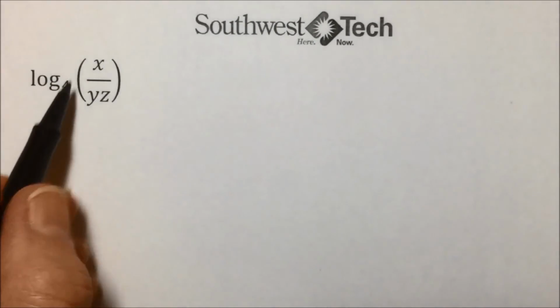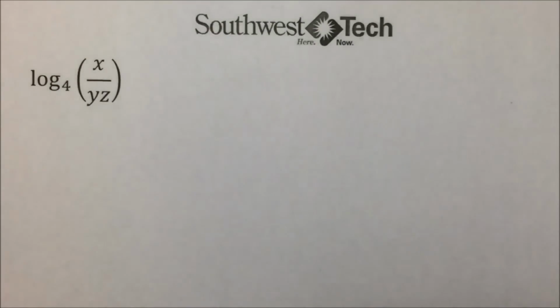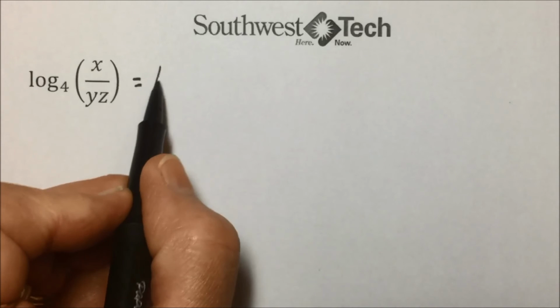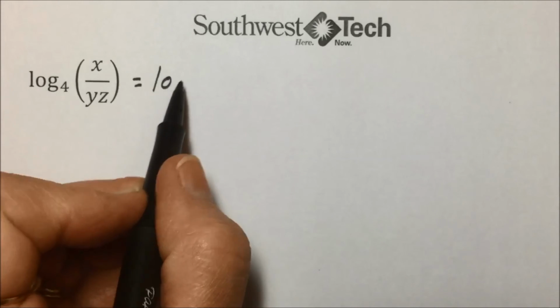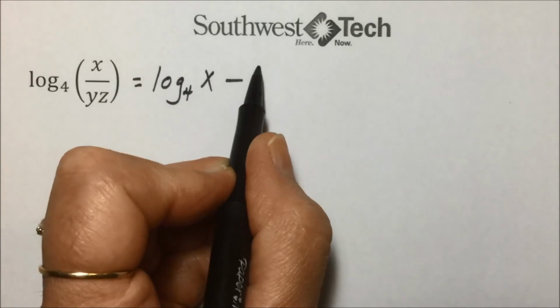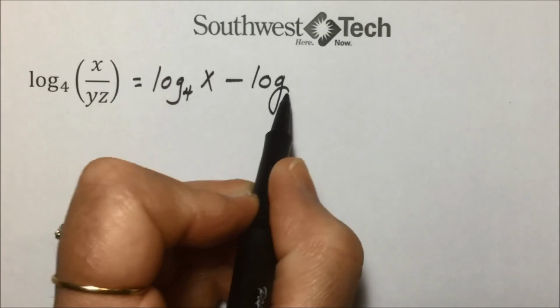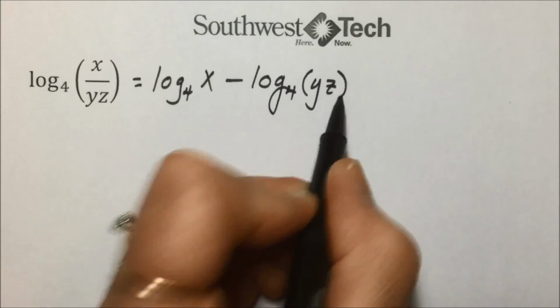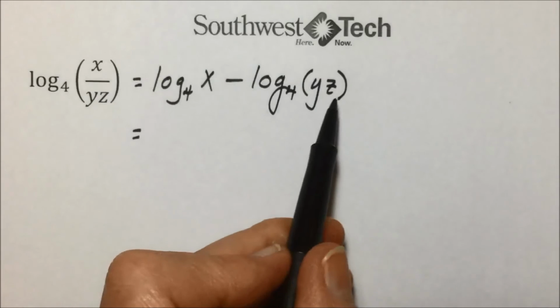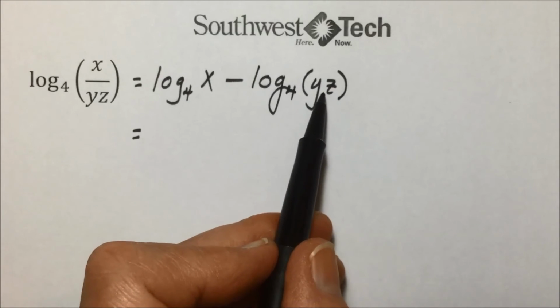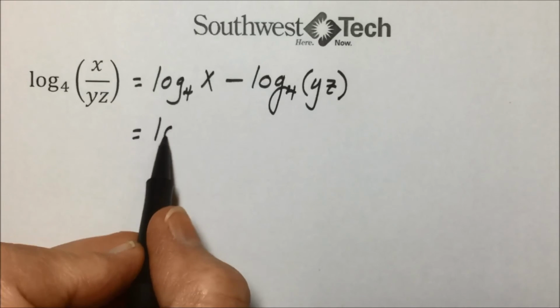here log base 4 of a quotient. This one isn't quite as complicated, from the standpoint we don't have a power to deal with, we have a quotient. So using the quotient rule for logarithms, this will be log base 4 of the numerator minus log base 4 of the product yz. We don't have these separated because we have these two factors here in one logarithm, so we need to split that out.